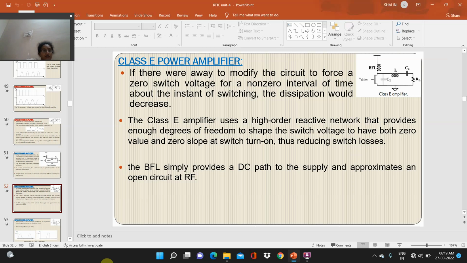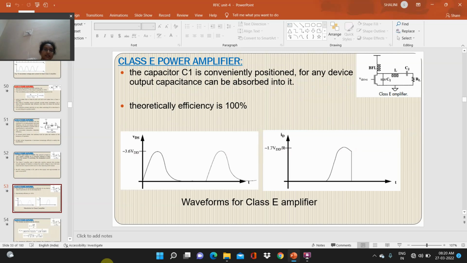The BFL simply provides a DC path to the supply and approximates an open circuit at RF. The capacitor C1 is conveniently positioned for any device output capacitance to be absorbed into it. Here also the theoretical efficiency for the E amplifier is 100%. Waveforms are shown below.